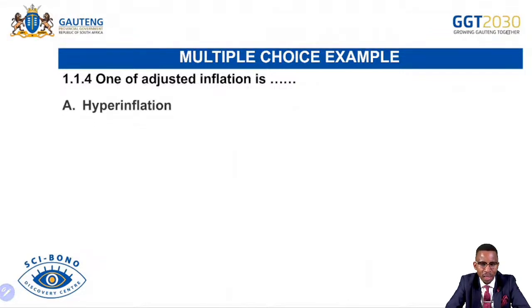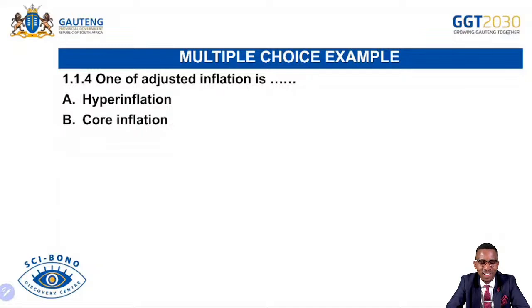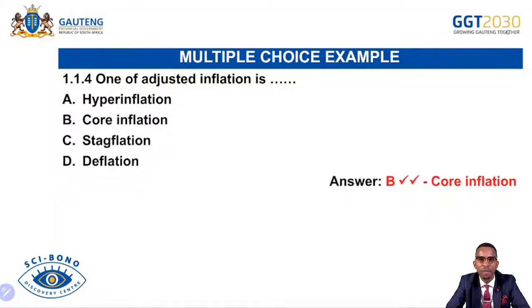Let's check. Hyperinflation cannot be correct. The core inflation is there. Let's see if we have something else. Stagflation as well as deflation. Then that simply means we have one which is correct in there, which is our B. Let's see the answer. The core inflation is indeed correct.